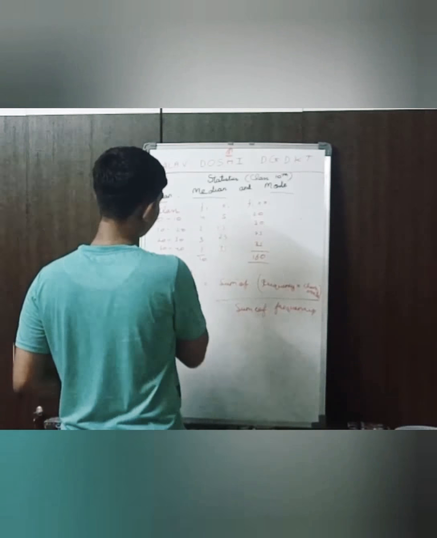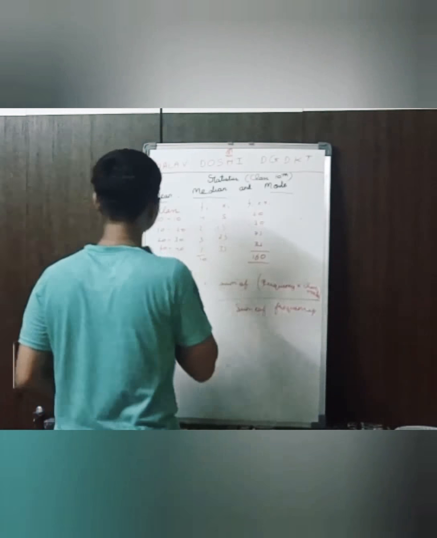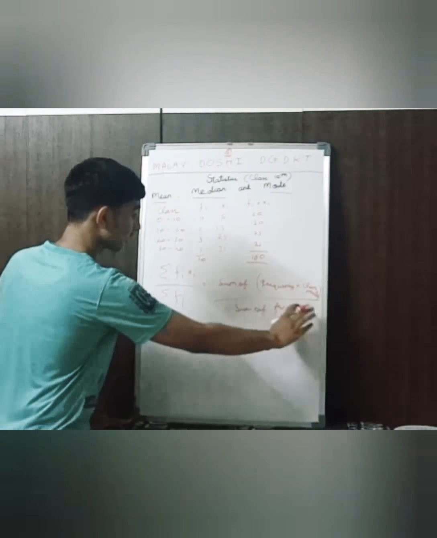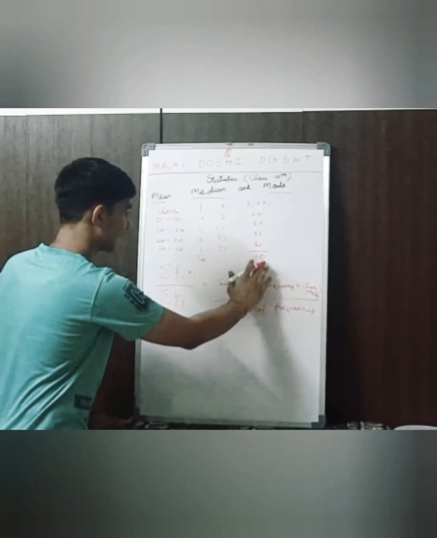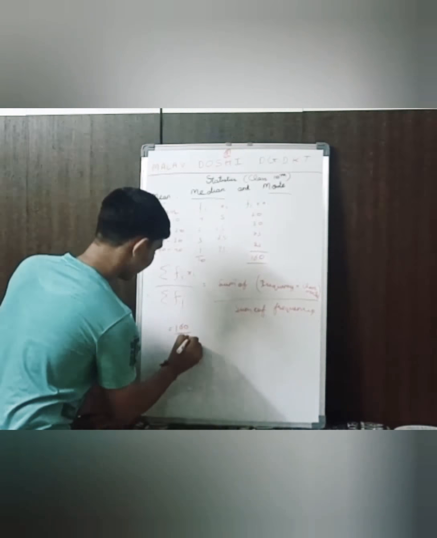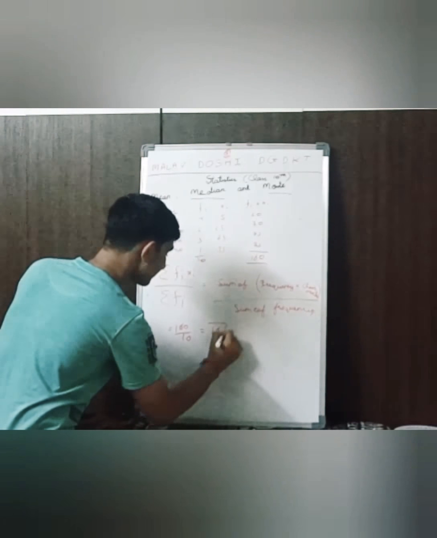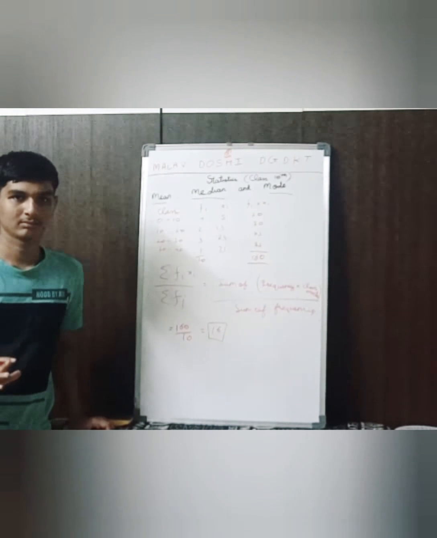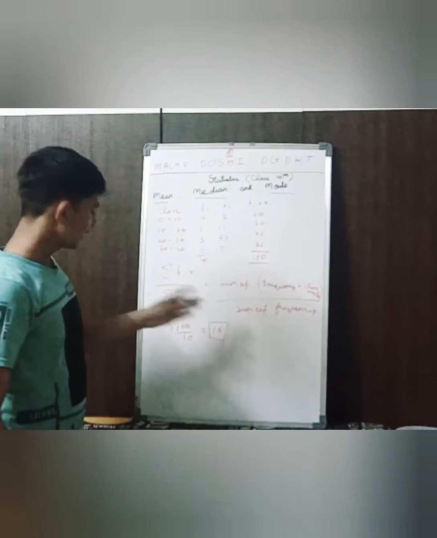Now let's move ahead. So what is here? Sum of frequency into class mark, that is sum of fi xi, that is 160 upon 10. Therefore, the mean of this data is 16. Okay, it's very simple. Answer is there.